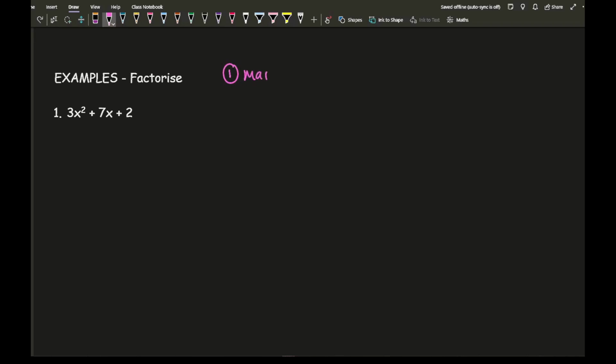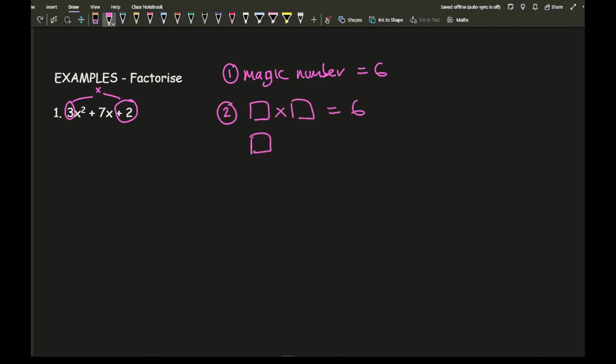Now the magic number, I'll just write that down, is basically the coefficient of x squared multiplied by the constant. So here the magic number is going to be 6. So what I'm looking for with step 2 is two numbers that multiply to give me 6, but added together give me the coefficient of x, which is plus 7. So what two numbers can we fill in, with the same number being in each of the boxes corresponding to the lines? What two numbers multiply together give me 6, add together give me 7? So it's going to be positive 6 and positive 1.